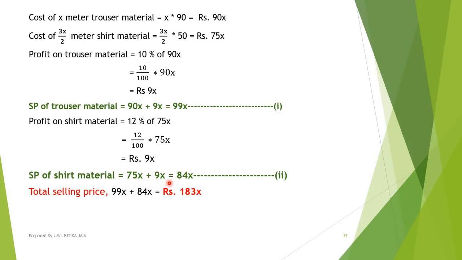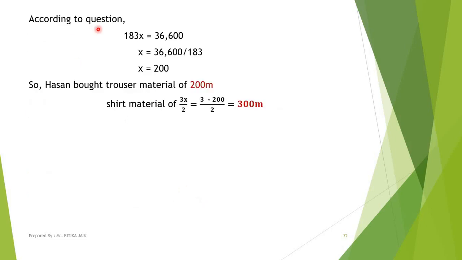Okay. Now, the total selling price of both the materials. We will add equation 1 and equation 2. It will give us rupees 183x. And the total selling price according to the question is already given to us. The total selling price is 183x equals 36,600 rupees. So equate these two and you will get the value of x as 200. Okay, so now you have clearly got your answer that Hassan bought trouser material of 200 meters.